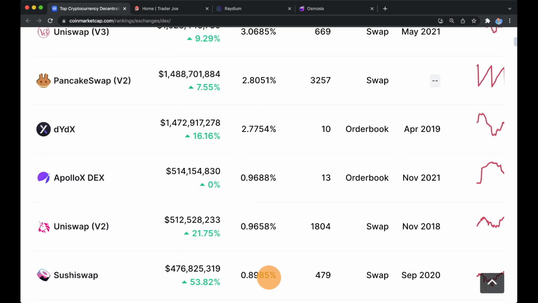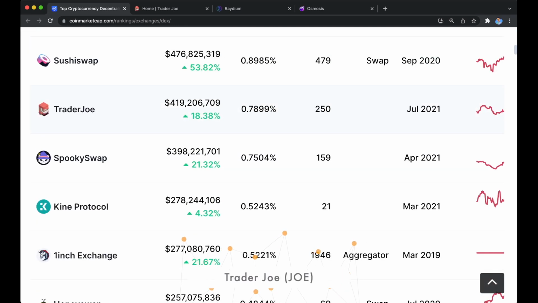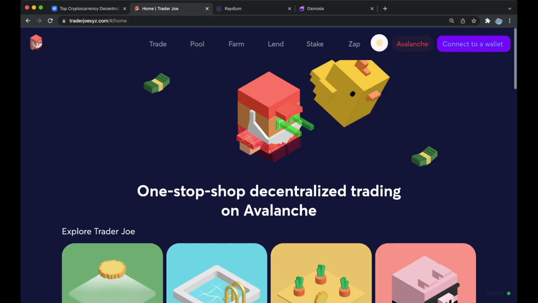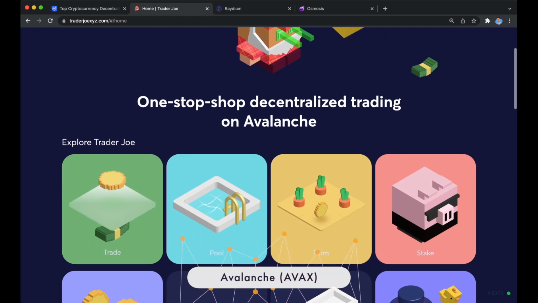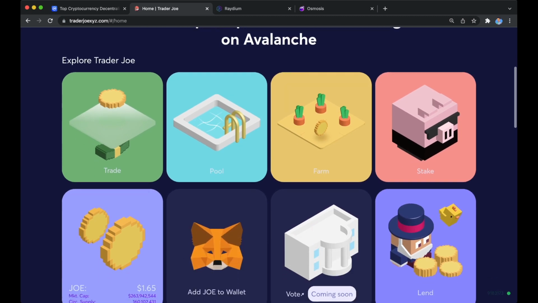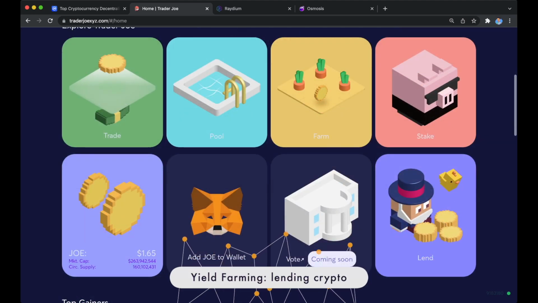Coming in at number three is Trader Joe, with over 419 million traded on their DEX in the last 24 hours. So Trader Joe is based on the Avalanche ecosystem, and it's billed as the one-stop shop for decentralized trading on Avalanche. So within Trader Joe, you can trade, you can add to liquidity pools, you can yield farm, you can stake, you can lend, and there is soon to come governance voting.